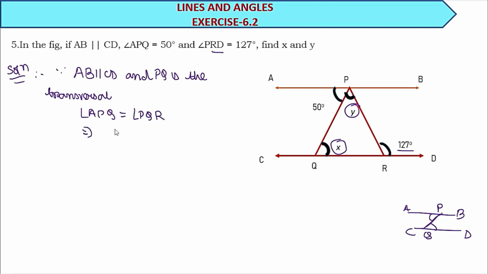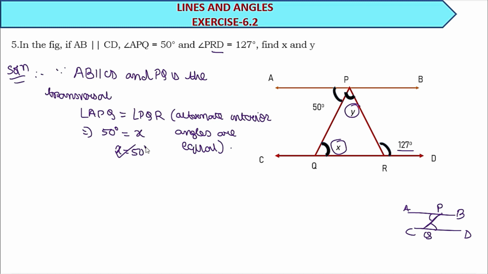Okay, so angle APQ is 50 degrees and angle PQR is X. So X equals 50 degrees because alternate interior angles are equal. So already we have found out the value of X. Now you see, this angle, that is angle PRD, value is given to us, that is 127 degrees.